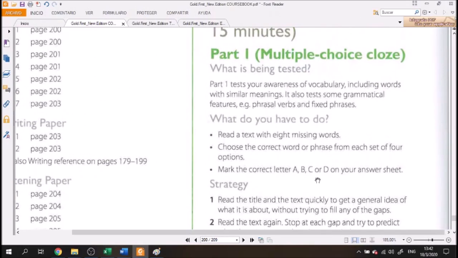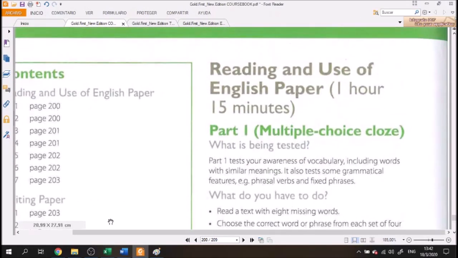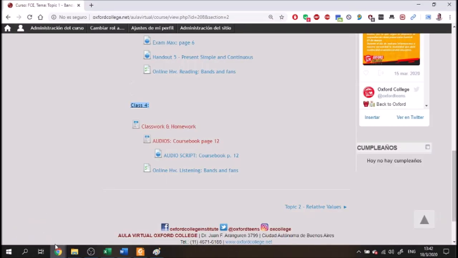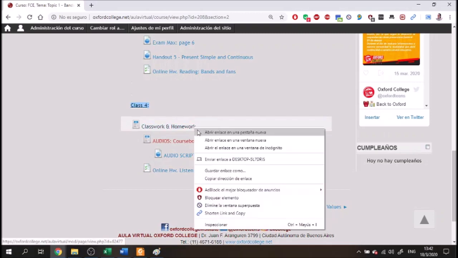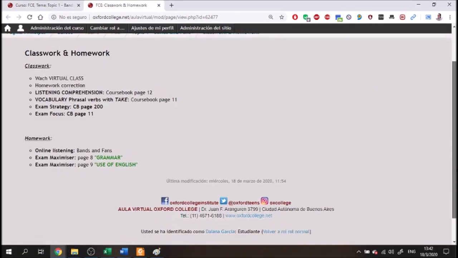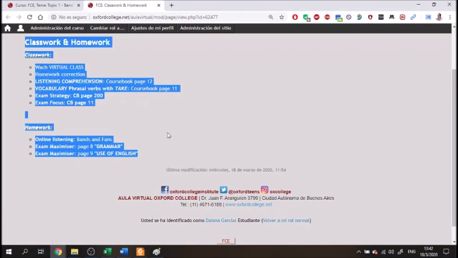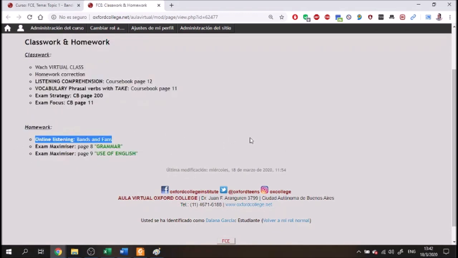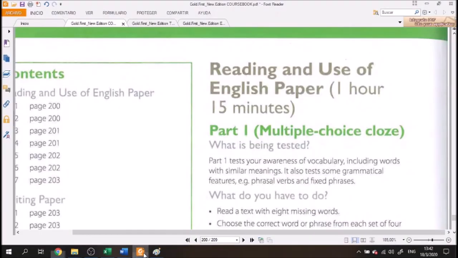Okay, of course, I want you to continue working on this at home. You are at home already, yeah, I know. But I want you to keep practicing, so when we meet again virtually, because next class will be virtual as well, I want you to have doubts, have questions. This is going to be your homework. Since we worked on listening, you're going to do an online listening. Then you are going to go to the exam maximizer, page 8.